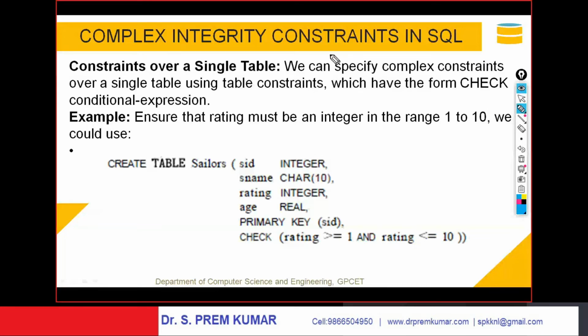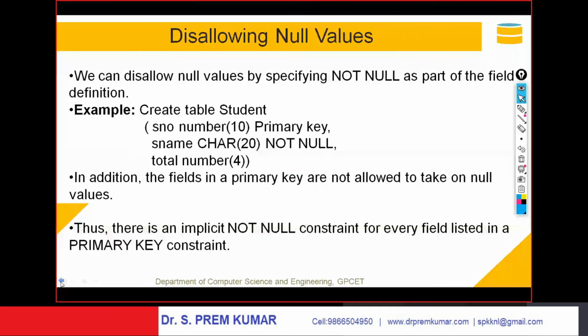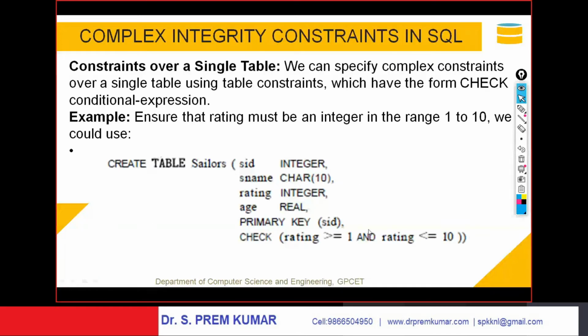Check constraint. We examined what is a null in the previous example, disallowing null values. This is what we discussed. And now we'll discuss the check constraint. I want to enter the rating which should lie in between 1 to 10. So I should not enter any value above 10 or any value below 1. Then we make use of the check constraint.